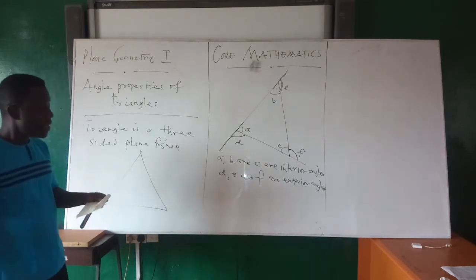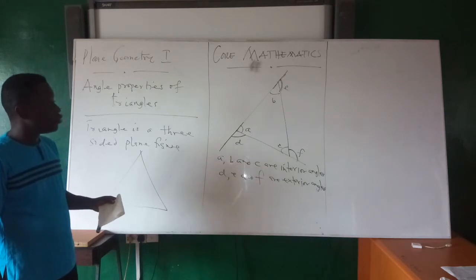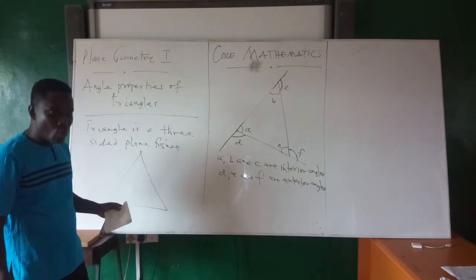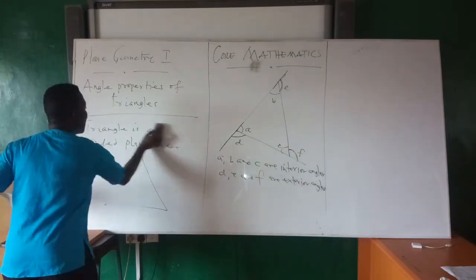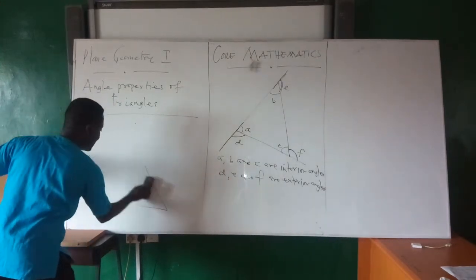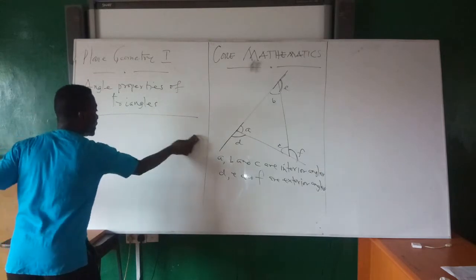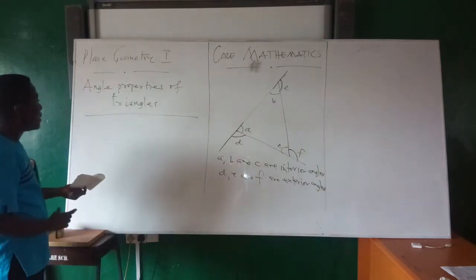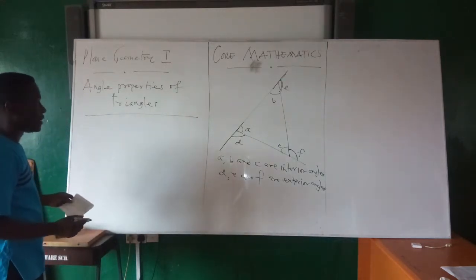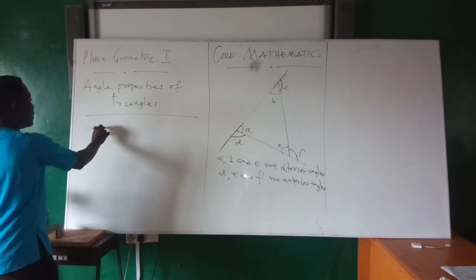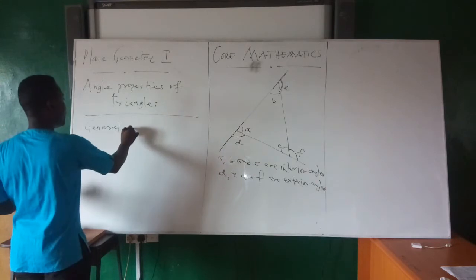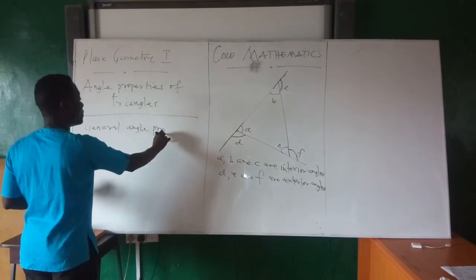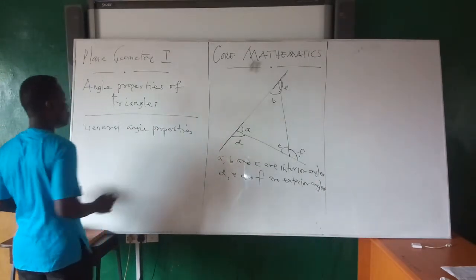Now, I'm going to get into the property, but as I said, I'm going to group the properties under what I call general properties and then special properties. So let me begin to look at the general angle properties of a triangle. Remember, I'm looking at triangle, but I'm looking at it in terms.